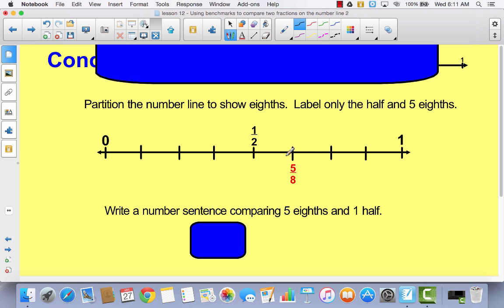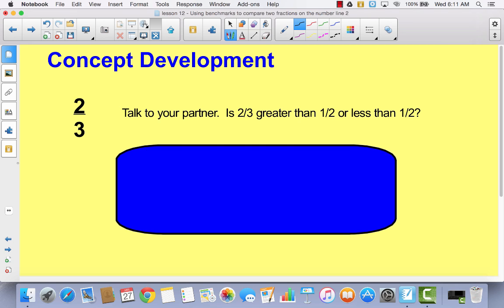And then at the bottom, or somewhere maybe over on the side of your practice sheet, I want you to write a number sentence comparing 5 eighths to 1/2, just like we just did on the last slide. So I want you to write 5 eighths, this is your number sentence, is greater than 1/2. That's comparing two fractions. All right, let's try another one.